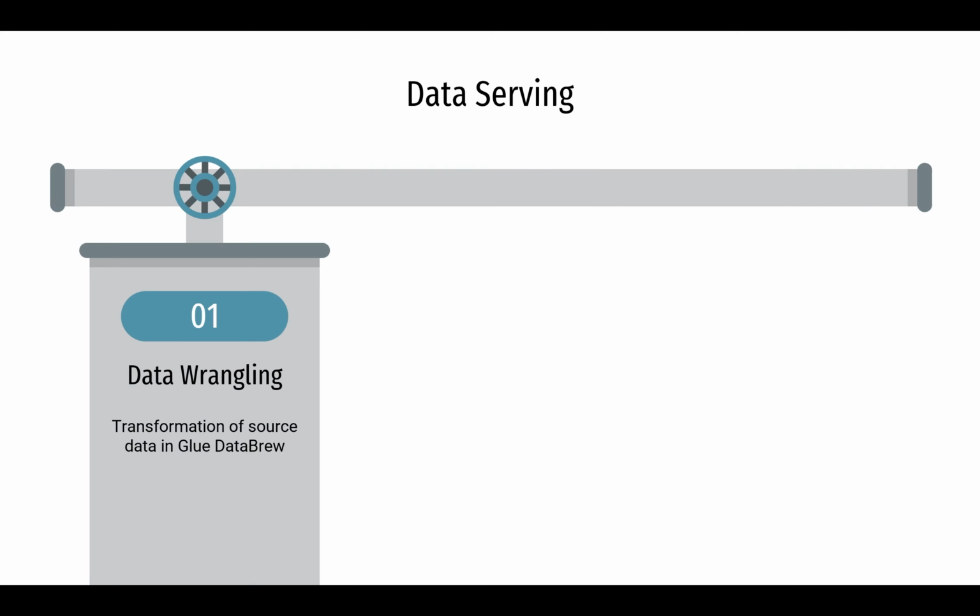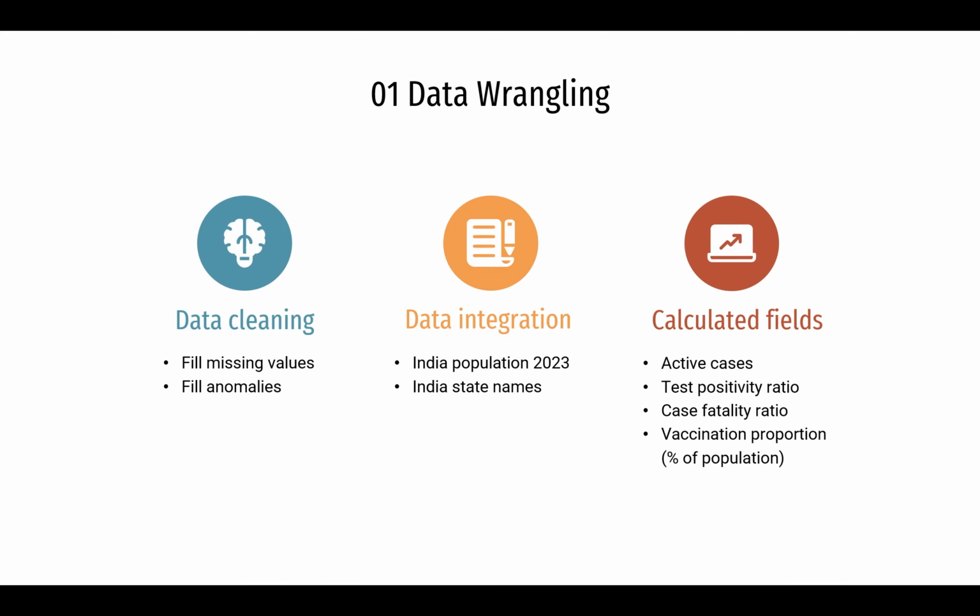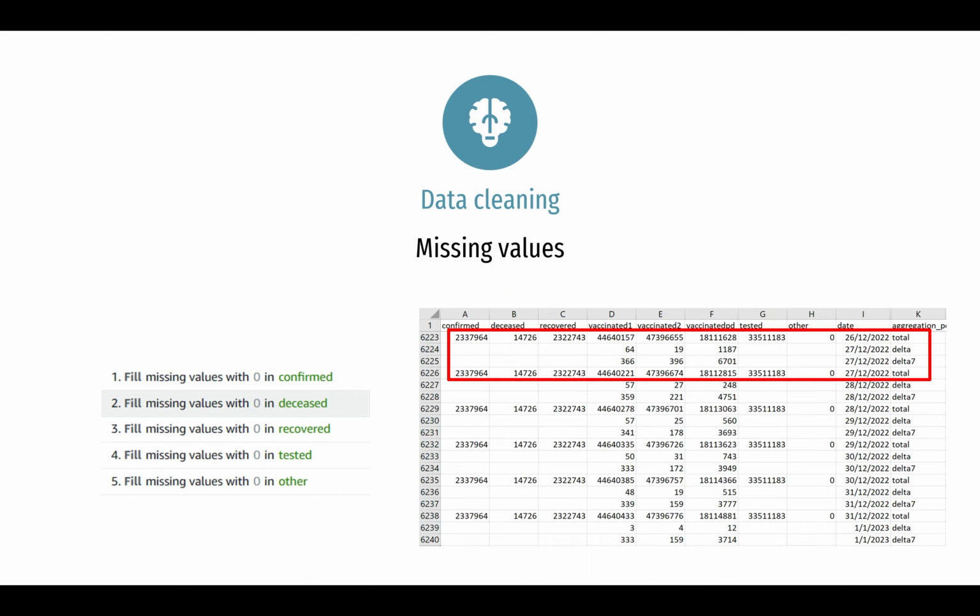The first step we'll be going through is data wrangling. So data wrangling was all done in the Glue Data Brew project. The first type of data wrangling that we're doing is data cleaning, and then we'll be moving on to integration and also creation of calculated fields.